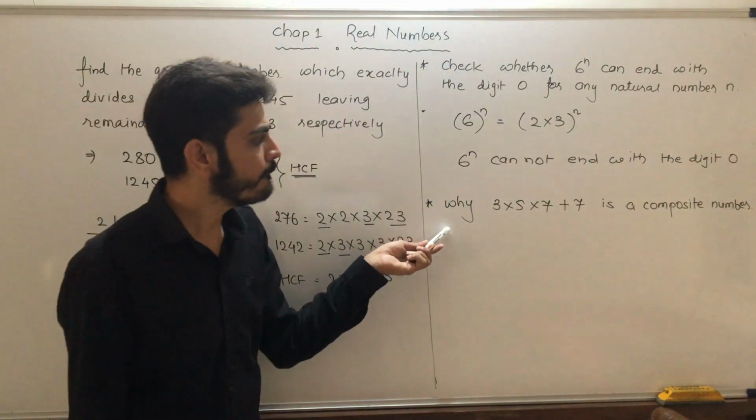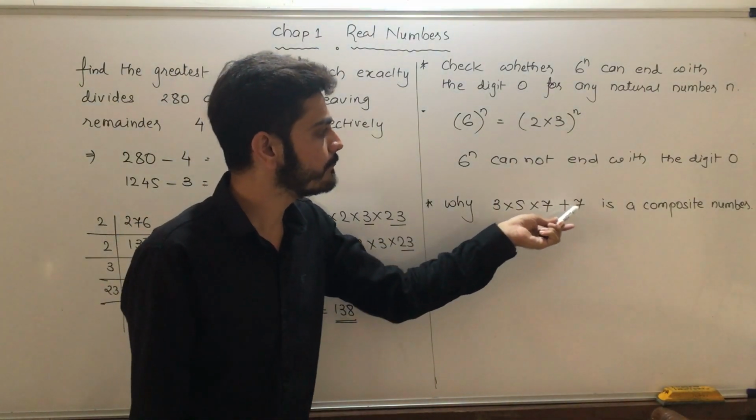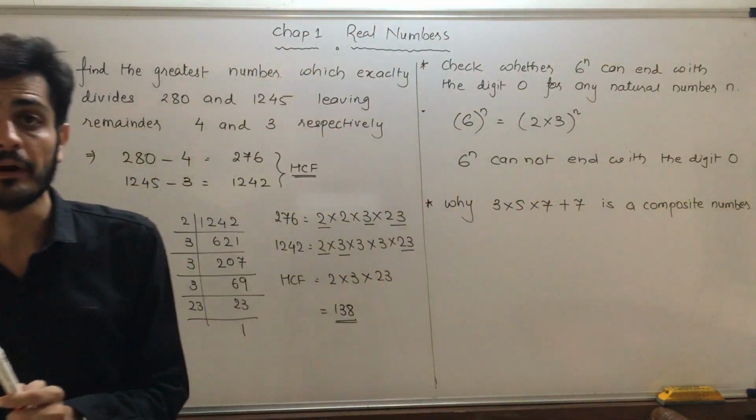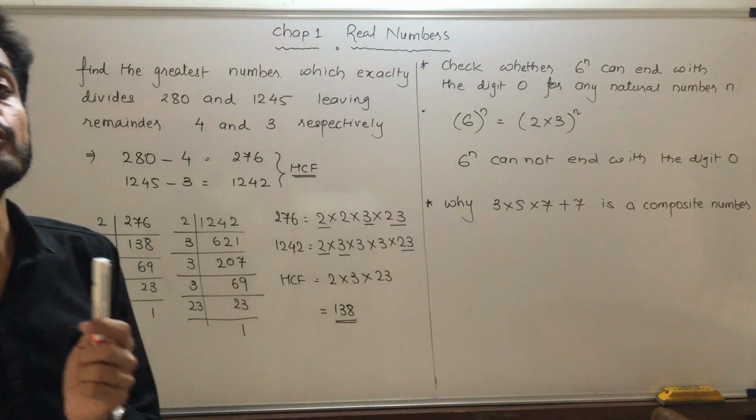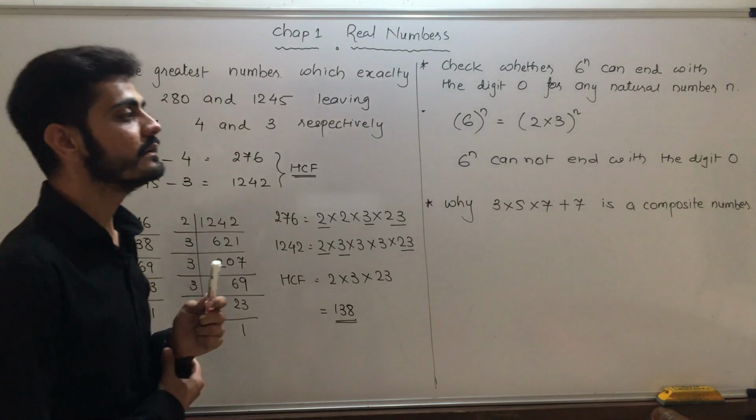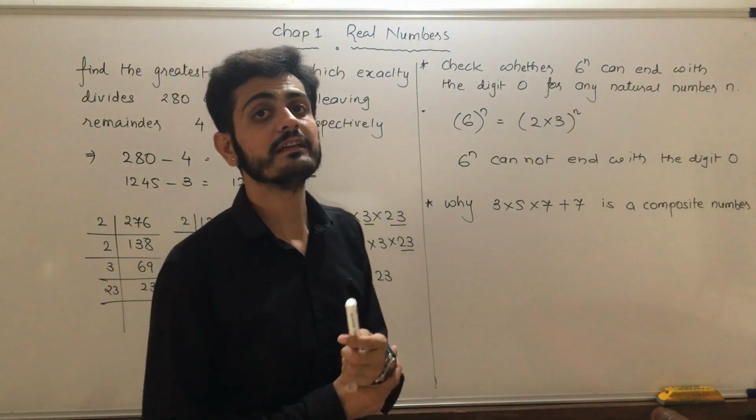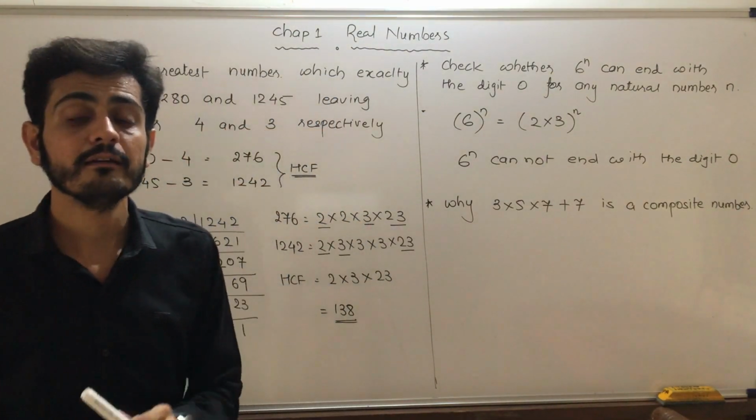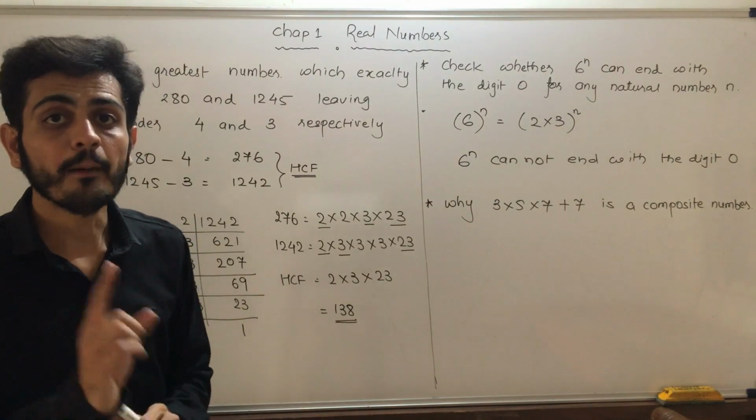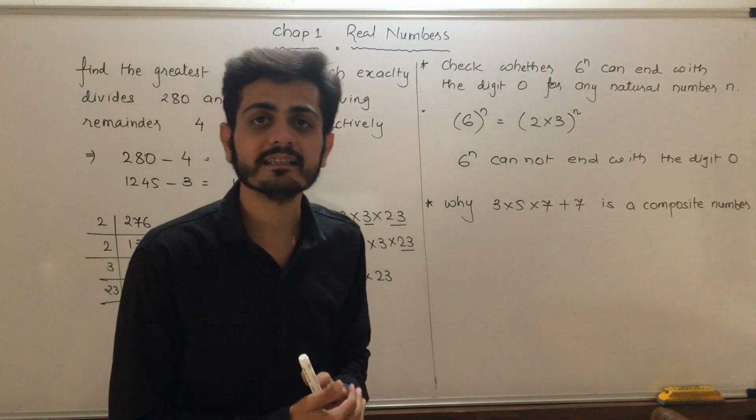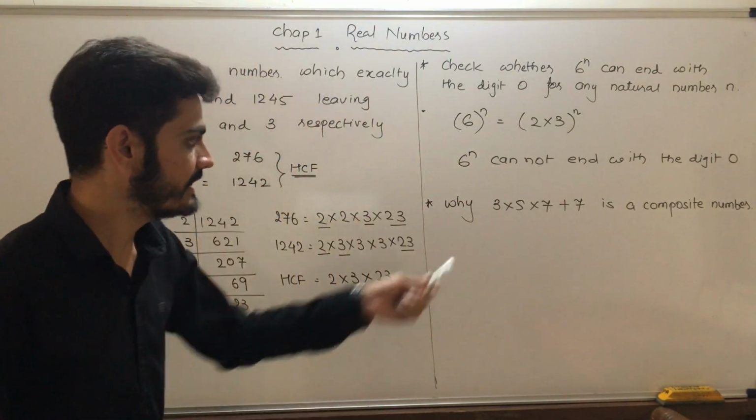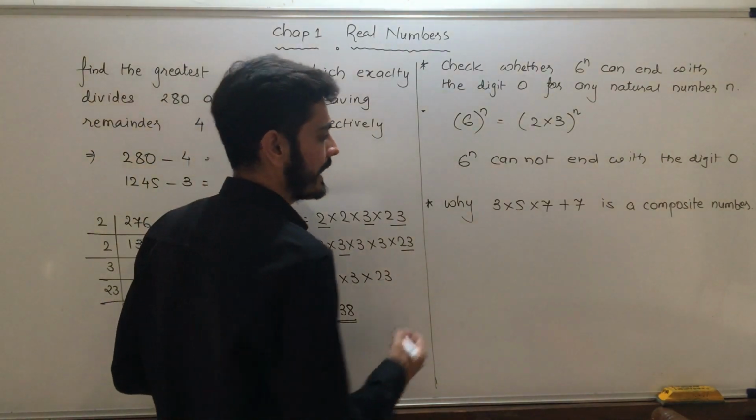The next is: why is 3 into 5 into 7 plus 7 a composite number? Again we want to prove that this is a composite number. Then also again we have to go for the fundamental theorem of arithmetic, which tells us that a composite number can be expressed as a product of primes. So let's try to express this as a product of primes.